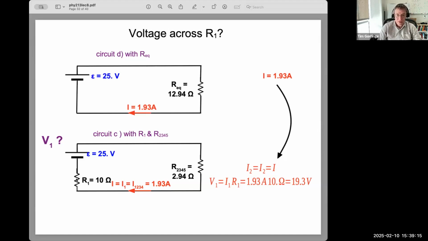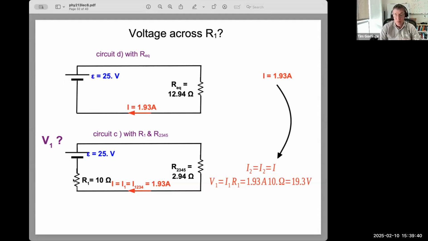We can solve that just with Ohm's law. So just a quick application of Ohm's law, that V1, voltage across R1, equals I1, the current through R1, times the resistance of R1. So that's 1.93 amps times 10 ohms, which is 19.3 volts. That is the voltage across this resistor here. And so that's how we solved this part of the problem.